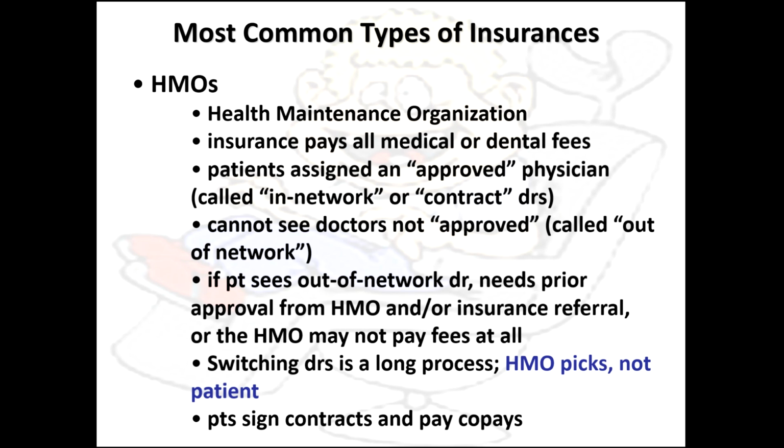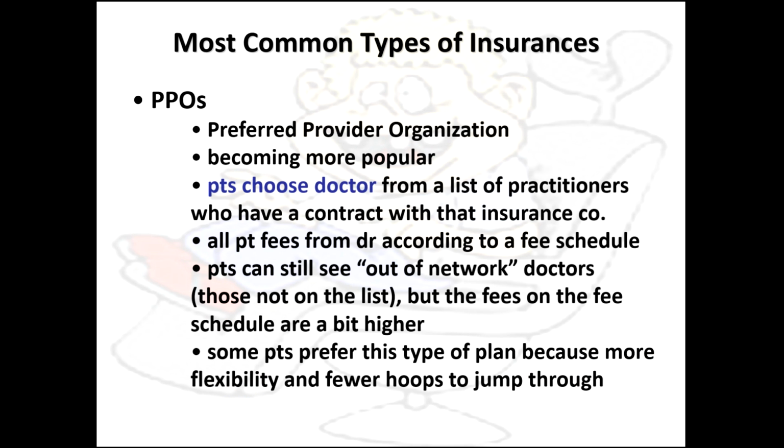So a great advantage is that the HMO covers all the costs of stuff, but the patient really doesn't have any freedom to see who they want. So that's an HMO. The other kind is called a PPO, which stands for Preferred Provider Organization. And PPOs are becoming way more popular because in this case, the patient gets to choose from a big list of doctors that participate with that PPO.